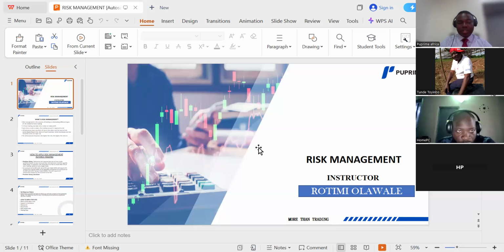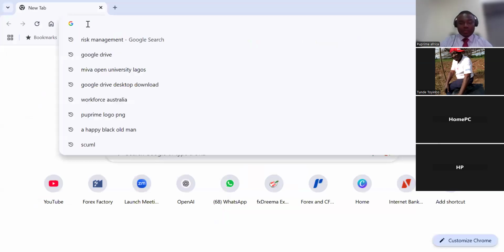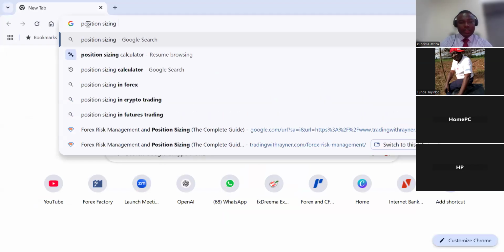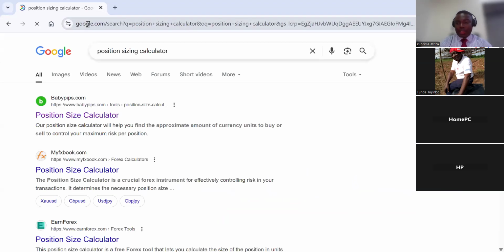Now, this is a practical session, so I'll take you to a website where you get to do all this. So I'm going to flip over now to my Google page from where we'll go to the website that we will use this tool. All right, you'll see that I've switched over to Google. Now you come to your Google search bar and type position sizing calculator. And you click enter, and you see the position sizing calculator will appear right here.